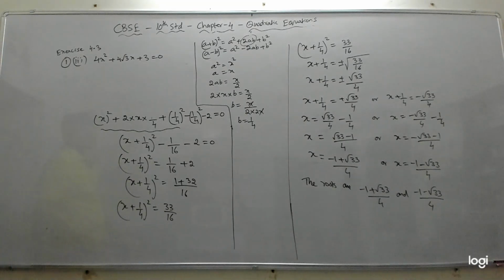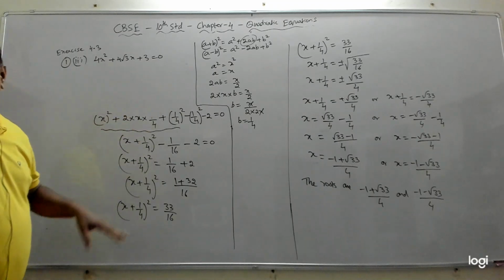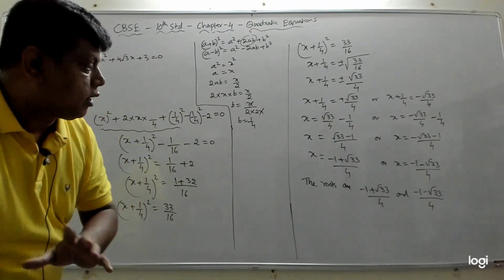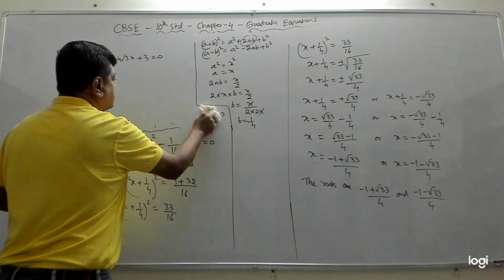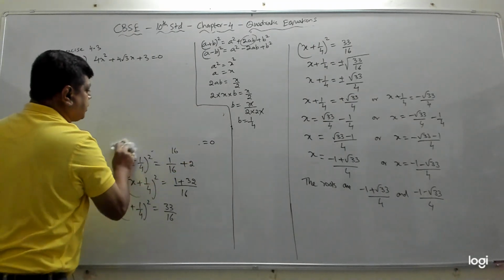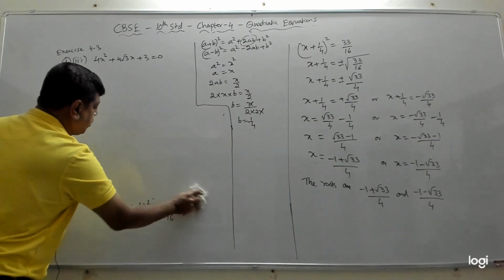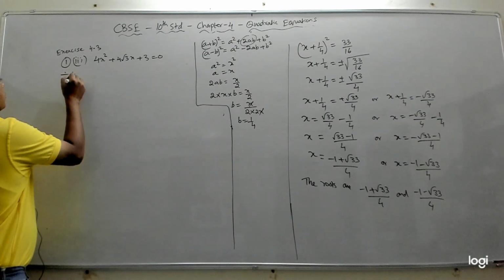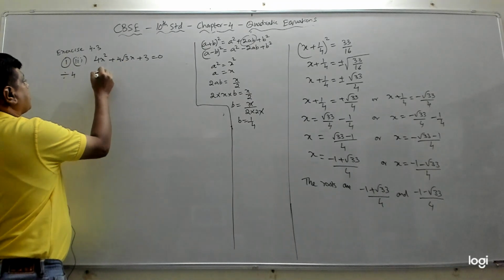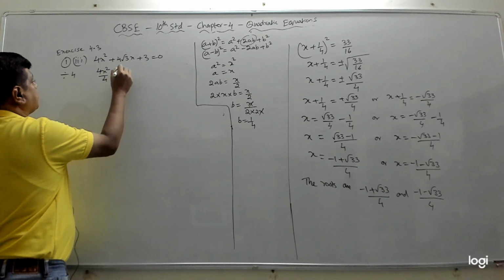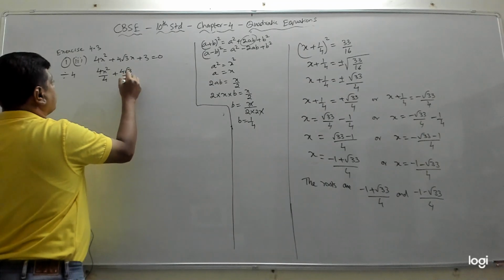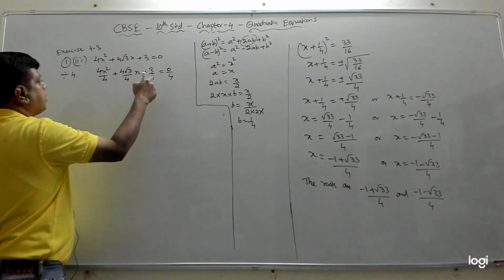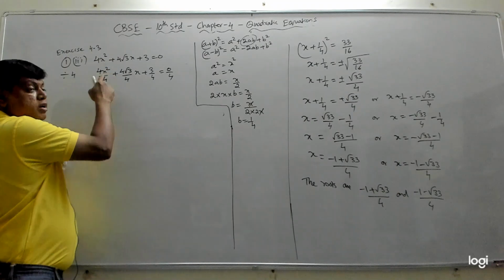Now again, what is the first step in the method of completing squares? You have to make sure that the coefficient of x square is 1. But it is not the case here. The coefficient of x square is 4. So we should first divide each term by 4. Divide by 4 throughout. So it will become 4x square by 4 plus 4 root 3 by 4 x plus 3 by 4 equal to 0 by 4. Each term you have to divide by 4. Only then the coefficient of x square will become 1.